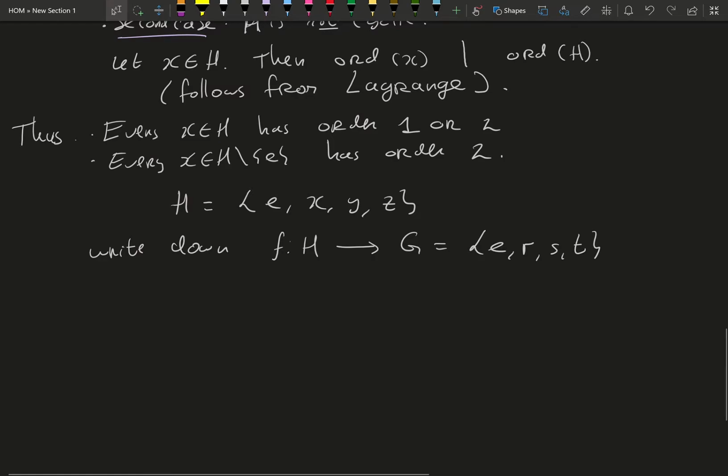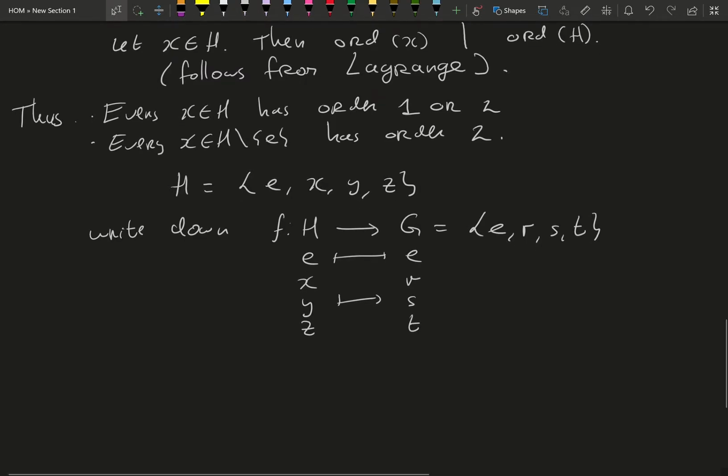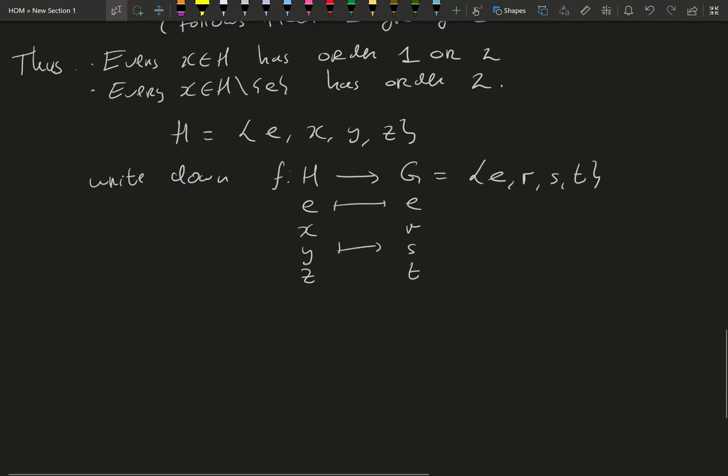And we map E to E, obviously. And let's write X, Y, Z, and they go to R, S, T. And the funny thing is, I don't really remember which order I prepared. And as you will see in the proof, it doesn't really matter. I can take any order here. I can map X to S and Y to R, for example. Okay, so we write down F, and we need to check.